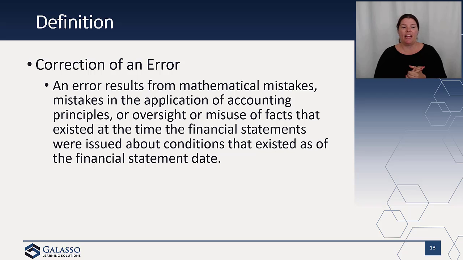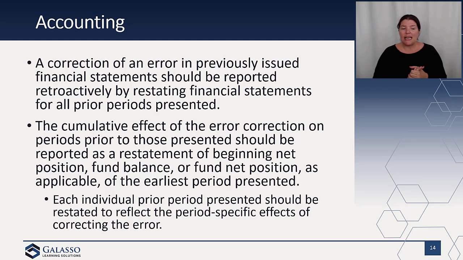The other type of change here is a correction of an error, right? So this is going to be an error that results from either mathematical errors, mistakes in how we applied an accounting principle, or oversight or misuse of facts that existed at the time the financial statements were issued. And again, these are facts that could reasonably be expected to have been obtained and taken into account. So they provide a little bit of guidance here. So again, a change from something that is not GAAP to GAAP is a correction of an error. And when we look at these, we are going to restate the prior periods, right? So because there was an error in the prior periods, we're going to go back and the cumulative effect of the error is going to be reported in that beginning balance. So that's going to be pretty consistent.